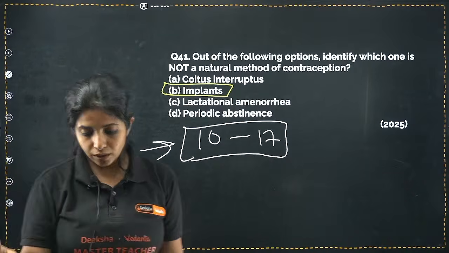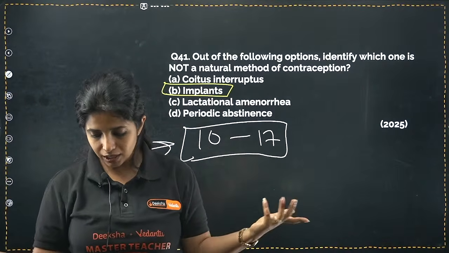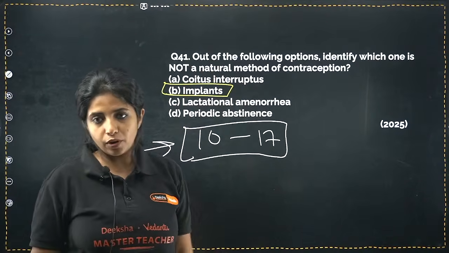No one should have sexual intercourse during this period. Why? Because there are high chances for fertilization to happen. Any day ovulation can happen. Okay, withdrawal method is another name. Yes, withdrawal method is another name for coitus interruptus.